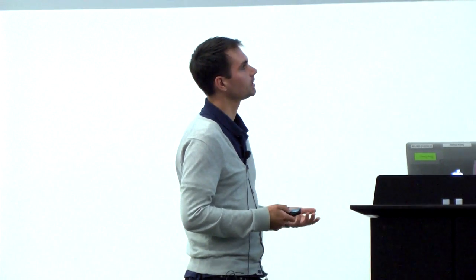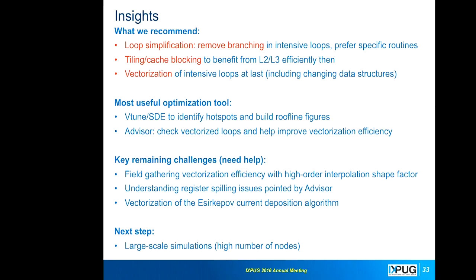The challenge we still have are optimizing the field gathering. It's not perfect for the moment, particularly for higher order interpolation. Understanding register splitting issues. This is something that I have with Advisor, and I'm still trying to understand this, to try to find solutions. So I can discuss with somebody about this if you want. And then we need to improve several other algorithms in the PIC code, not in the basic one, but in more evolved PIC codes. And the next step is to try all these optimizations with several nodes, not only one node on KNL or one node on as well.